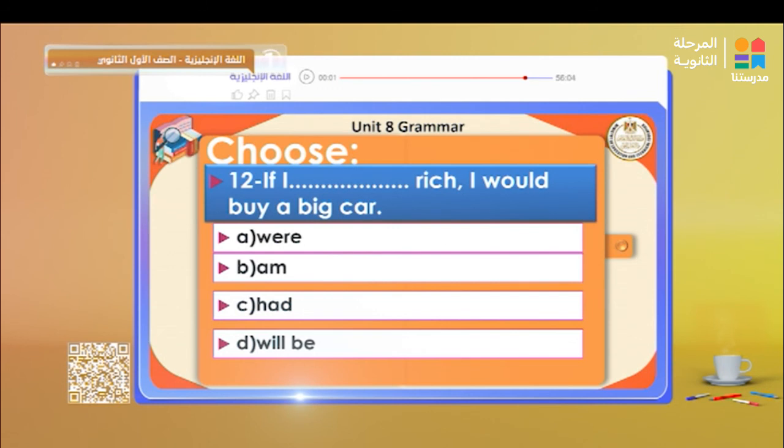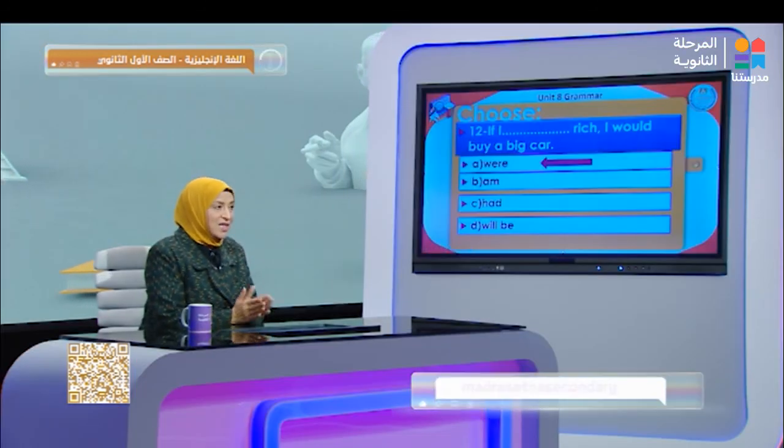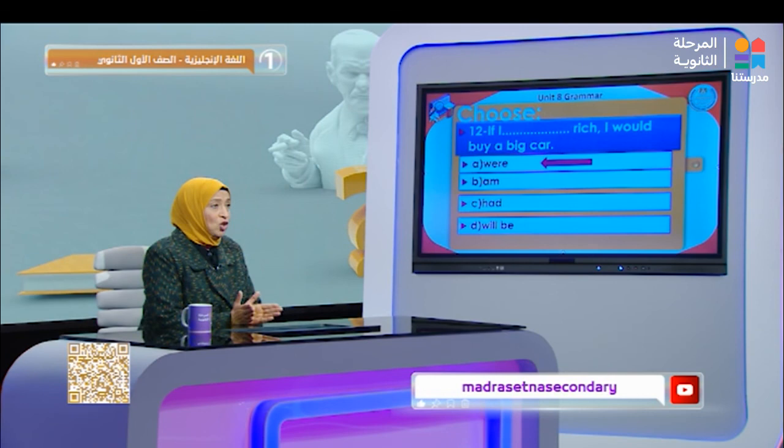Of course, we have two options in the past, were and had. But here I wanted to say if I were rich, not if I had, because had means if I own. I don't want to own being rich. If I were rich, I would buy a car. What does this sentence mean? It means that I am not rich, so I cannot buy a car.